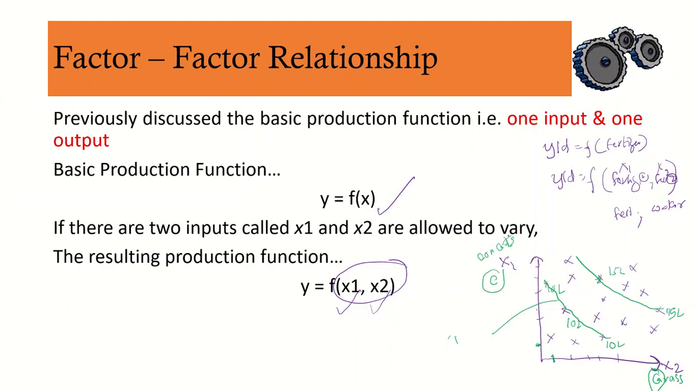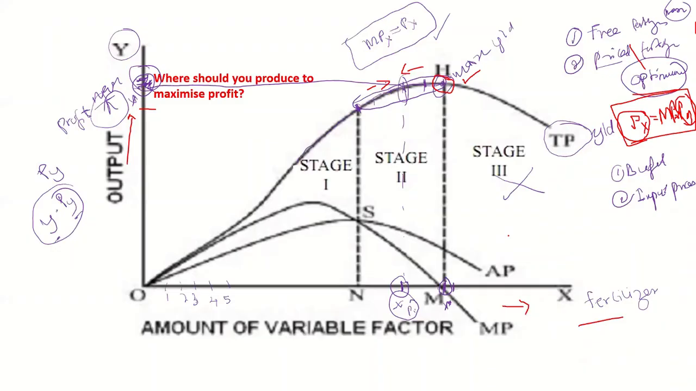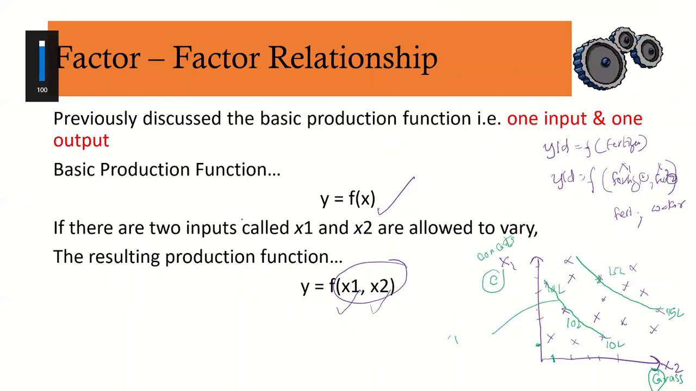So what you see here is an isoquant that gives you the same level of output using different levels of inputs. Right, isoquant. So this one is called an isoquant, and if you plot several on the same graph, it's called an isoquant map.